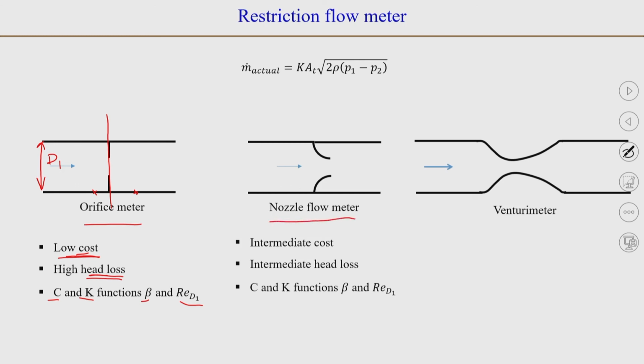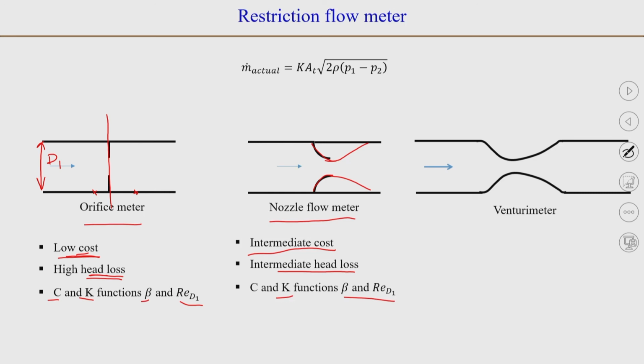restriction one can use is a nozzle flow meter. So, in place of a sudden change in area, one uses a gradual change in area. So, this might be a quarter of an ellipse, and so the flow accelerates slowly and then it will decelerate. So, it is better in terms of performance, and at the same time its cost is higher than an orifice meter, but the head loss will be lower than that in an orifice meter. Here also the flow coefficient will be a function of beta and Re_D.